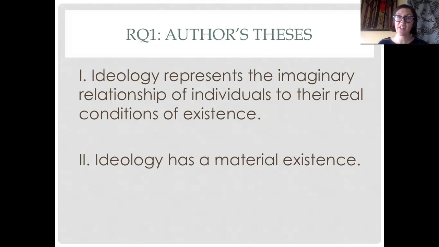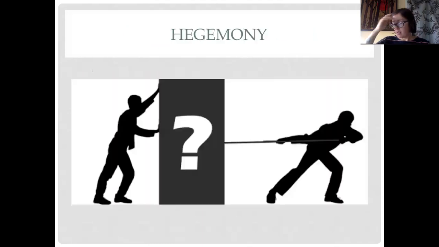All right, so ISAs and RSAs might be something that you write about when you're trying to talk a little bit more about what Althusser was trying to say. So let's move forward and talk about hegemony.